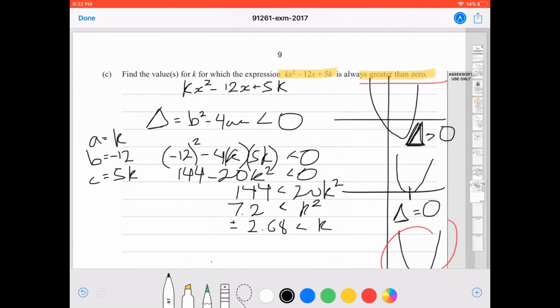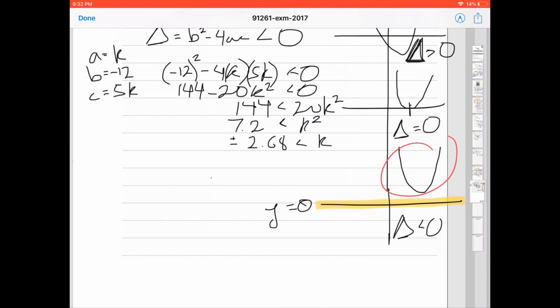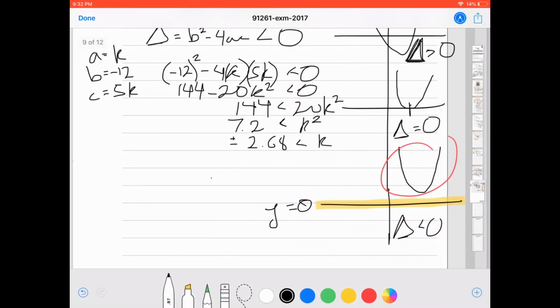Now, just looking at that does not make sense, because k cannot be greater than positive 2.68 and negative 2.68 at the same time. So we actually have to go ahead and graph our discriminant now. And so we've got our plane here. Let's look at this step in here, 144 minus 20k squared. So it's a parabola, and it's actually an upside down parabola, right? Because of that negative. And so it looks like this.